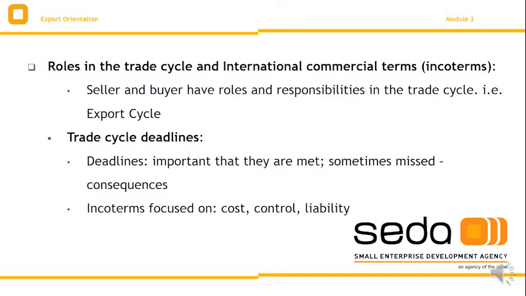They indicate who is responsible for the expenses that are involved in a shipment at a given point in time during this shipment journey. They also look at control in terms of who owns the goods at any given point in the journey. And lastly, they talk to liability. Who is responsible for paying damage to goods at a given point in time during the shipment or the exporting?